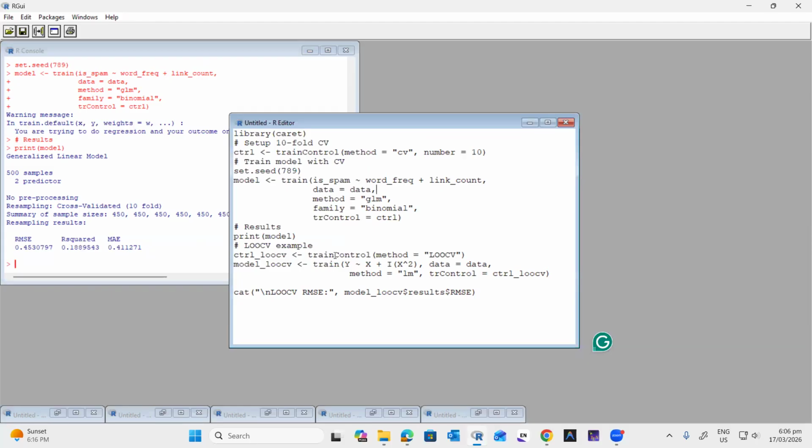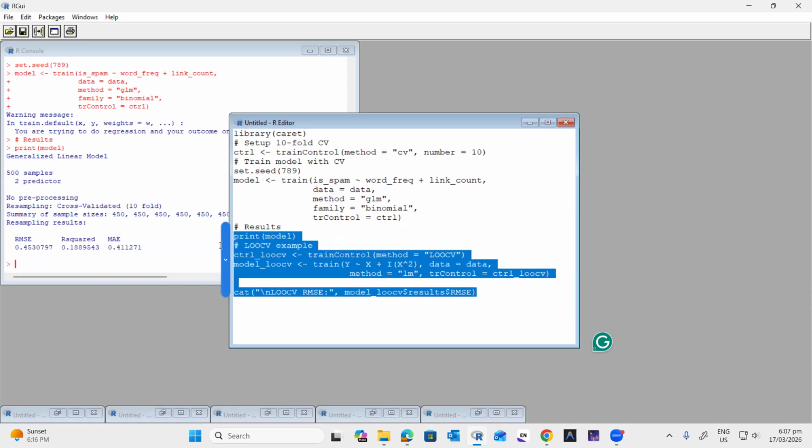LOOCV. For that one, we have the trainControl. That is the method. For that one, we are going to use the method LOOCV, and model for LOOCV is the train. Y follows the x plus I(x^2). That is basically fit the quadratic model here under the method linear model, and control equals to the control LOOCV that we are introducing here. We will run this portion.